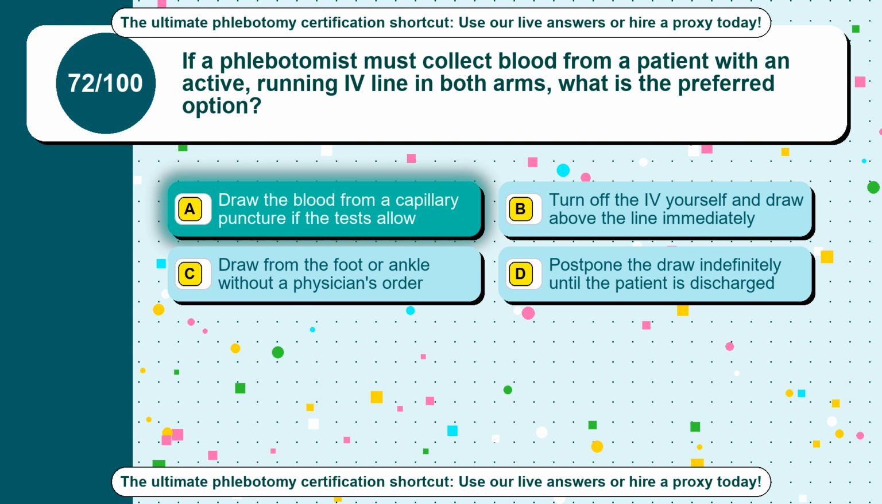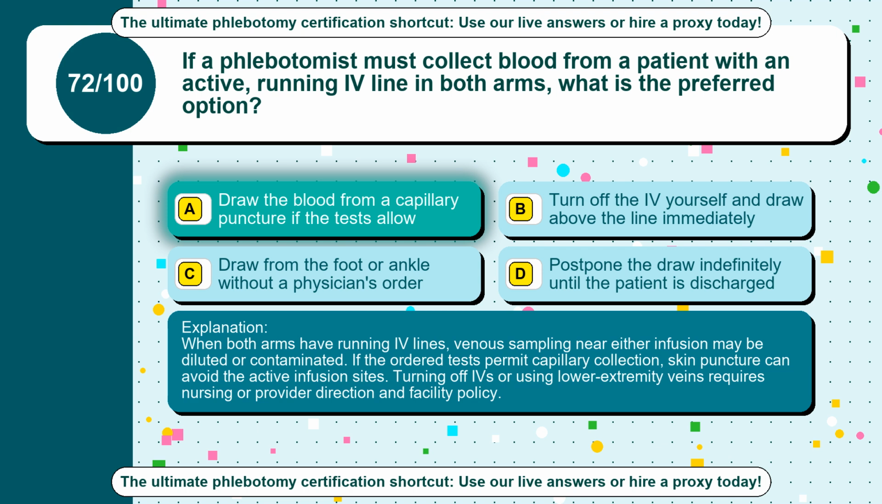Draw the blood from a capillary puncture if the tests allow. When both arms have running lines, venous sampling near either infusion may be diluted or contaminated. If the ordered tests permit capillary collection, skin puncture can avoid the active infusion sites. Turning off the IV or using lower extremity veins requires nursing or provider direction and facility policy.